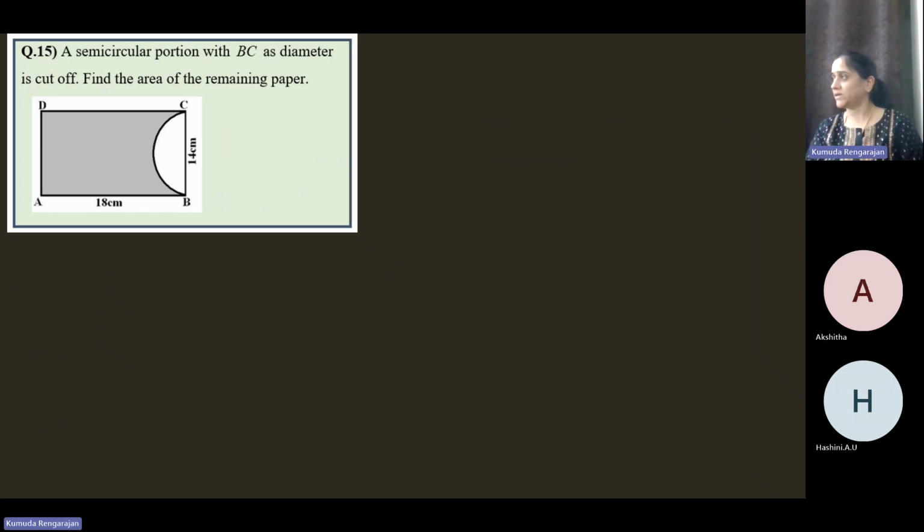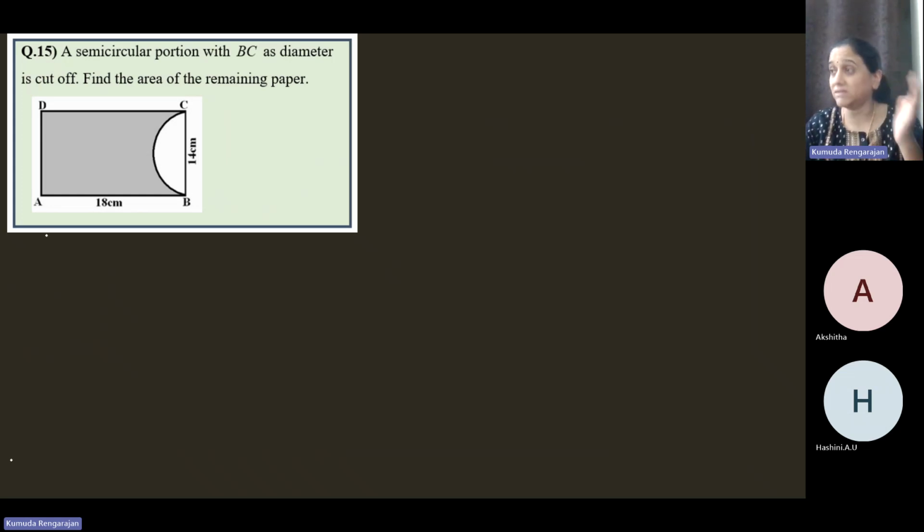Yeah, you found half pi r square, and then that area. Okay, then subtracted. Correct. See, the area of the remaining paper is the area of the rectangle minus the area of the semicircle.